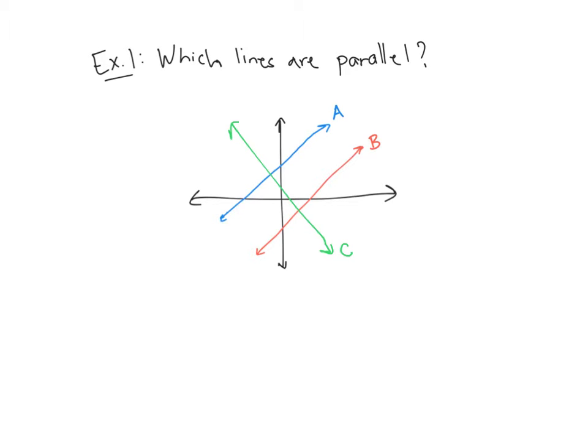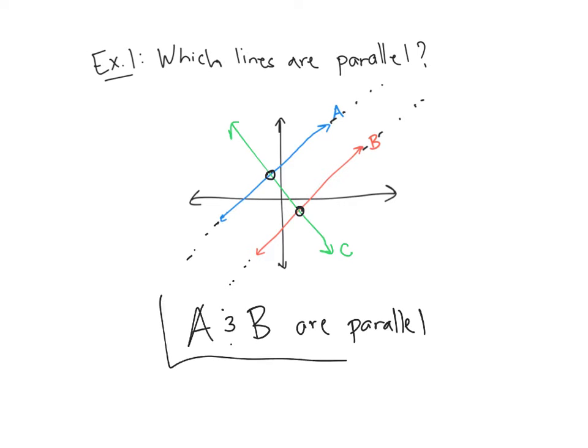Hopefully you're able to identify that there. It would be A and B are parallel. And the reason why is because these two lines, they're going to go on forever in both directions and never cross each other, right? We have A and C crossing right there. We have B and C crossing right there. So A and C cross each other, B and C cross each other, but A and B would be the parallel lines here.